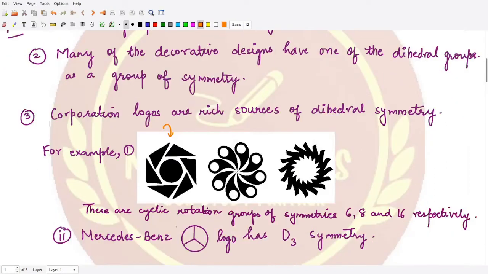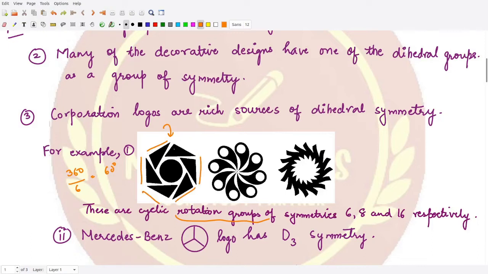This is a cyclic rotation group, so that means you can rotate it and it will give you the same structure by repeated rotation, right? So here this has 6 symmetries. Why? Because if you rotate it by an angle of 360 divided by 6, that means 60 degrees, it will give you these same positions, right?